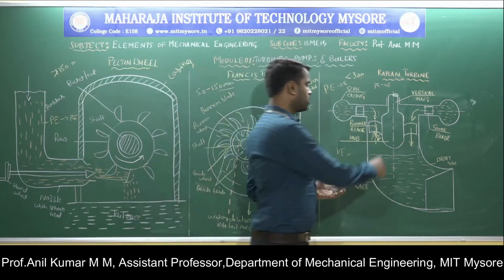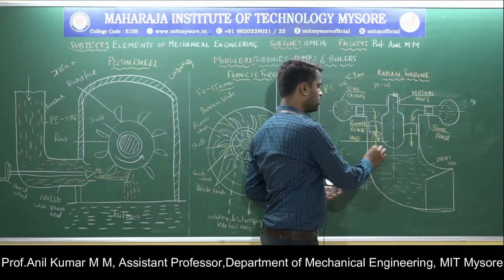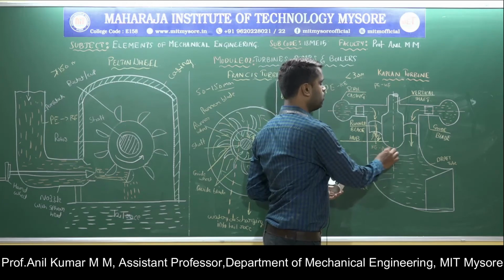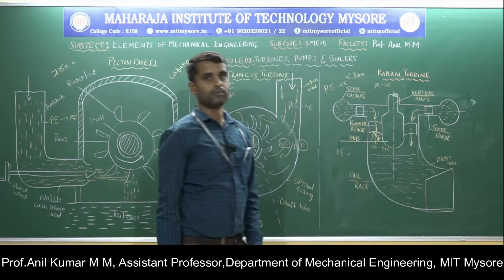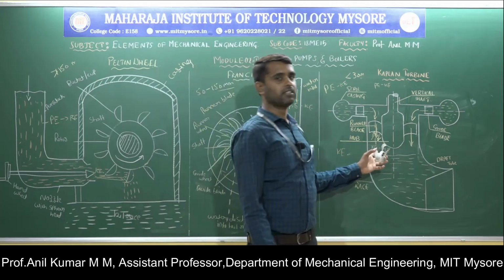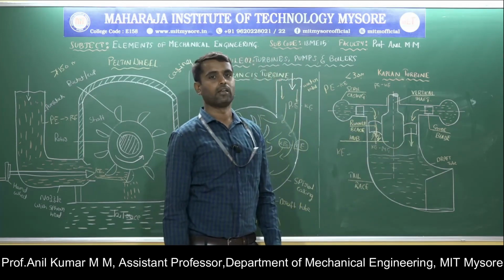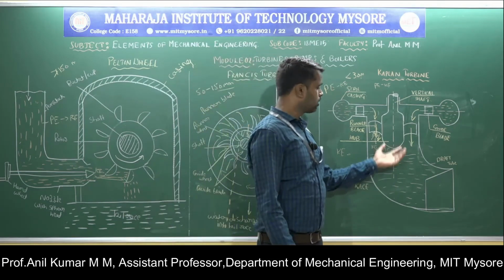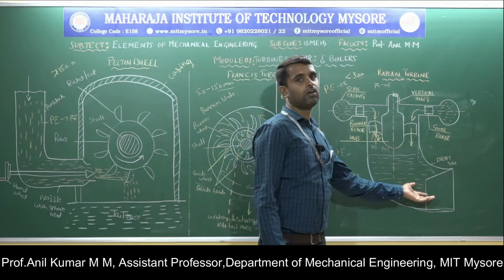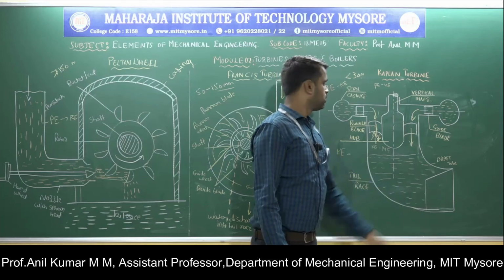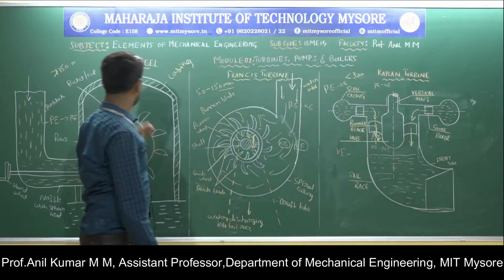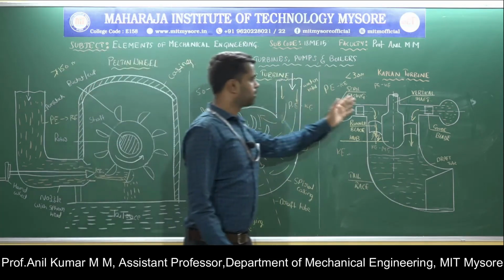Okay, so due to rotation of the rotor, the kinetic energy of the water gets converted into mechanical energy, and that mechanical energy can be used to run the generator, and we can produce electrical energy. After doing that work, the water is discharged through the tail race. Okay, these are the working principles of the Pelton wheel, Francis turbine and Kaplan turbine.